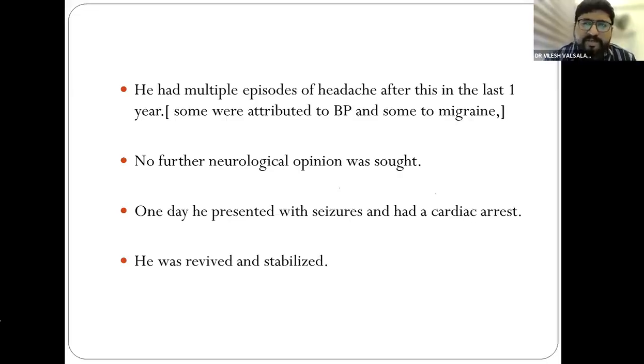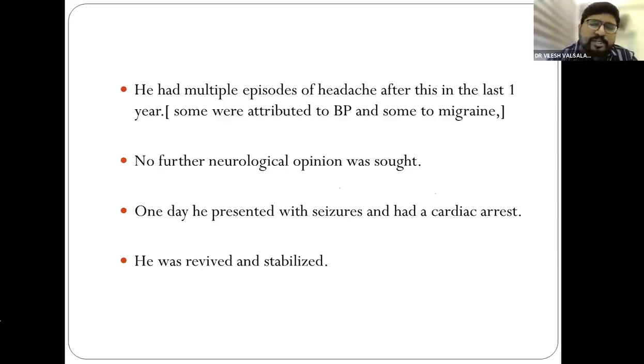No further neurological opinion was sought after the first episode of hemorrhagic stroke. The patient was never reviewed by a neurologist, neither did he have any focal neurological deficit at that point. But sometimes his headache was persistent. One fine day, he presented with seizures. Now he comes to the unit, dialysis going on, seizures and a cardiac arrest. Now we did the reviving part of it, stabilized the patient and sent the patient to ICU.